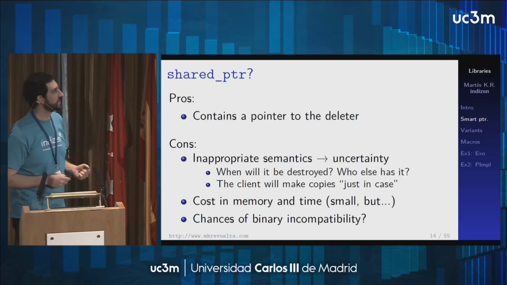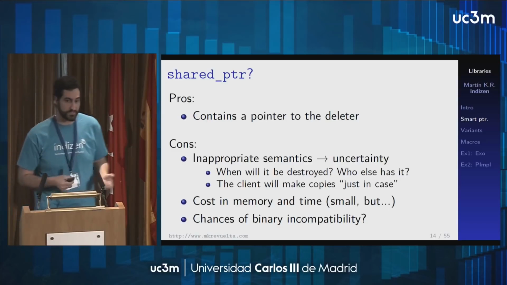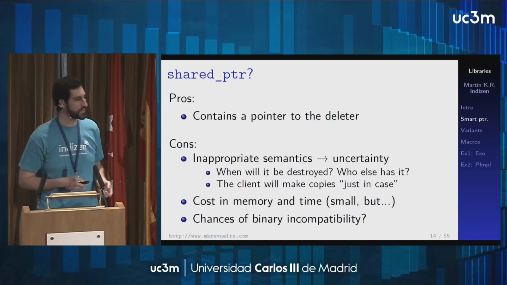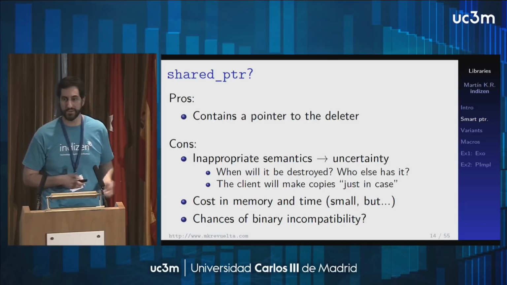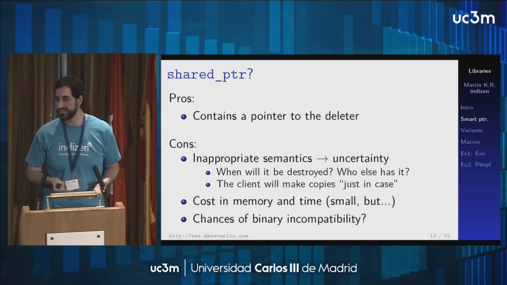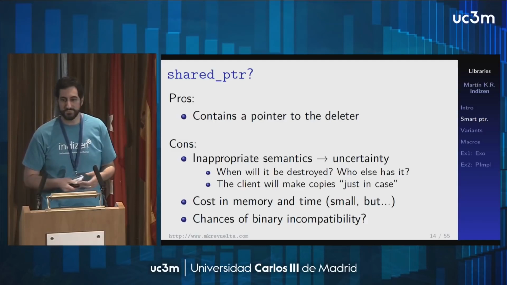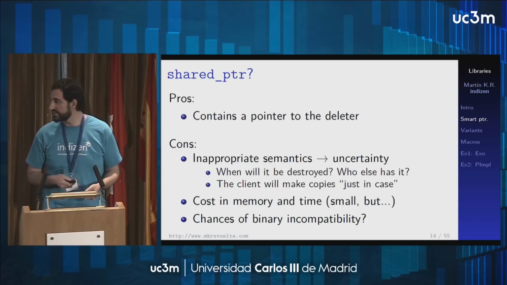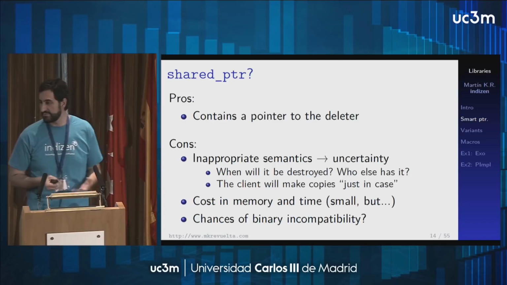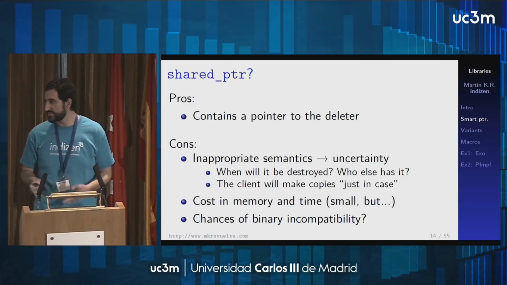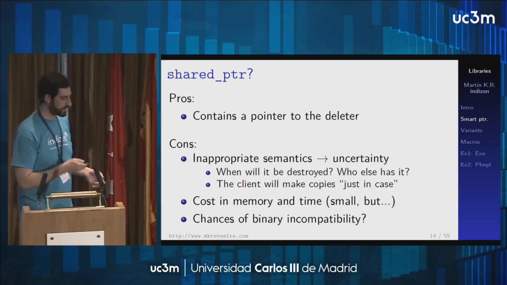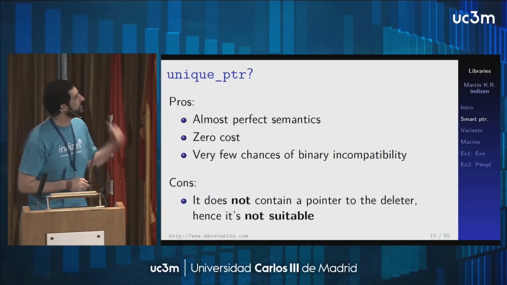Also, shared pointer has a cost in memory and time. It's a small cost, but it can be measured. It's a cost. And there are chances of binary incompatibility because smart pointers are quite complex. They have counters of strong references and weak references. They must have either a mutex or these counters be atomic. So it's relatively complex. Let's see unique pointer.